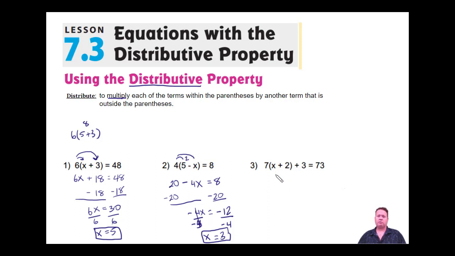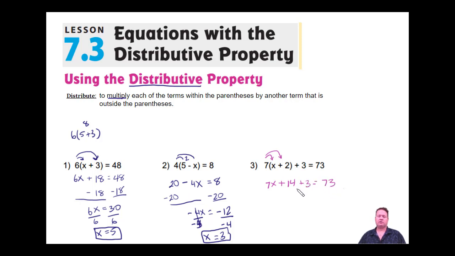Here's an example of a problem where we still have distributive property, but you see this plus 3 out there. And when we distribute, that is not going to get multiplied by a 7. 7 only multiplies by things in the parentheses. So we'll multiply 7 times x. That's 7x. And then we'll multiply 7 times 2. That's 14. And then we got a plus 3. And that together equals 73.